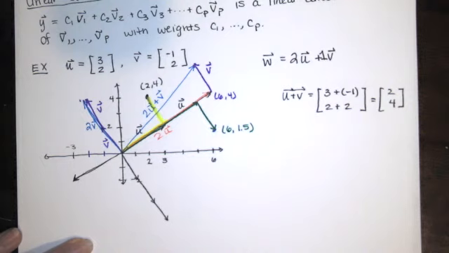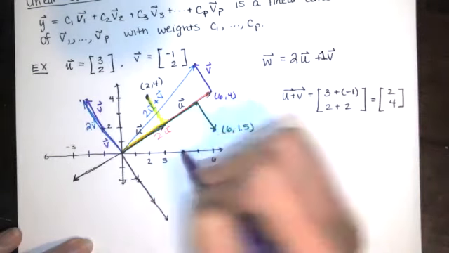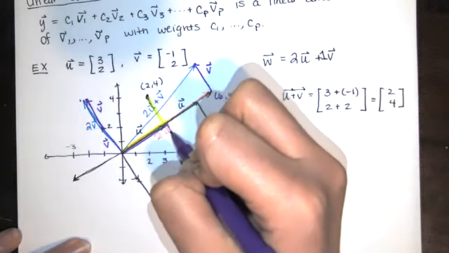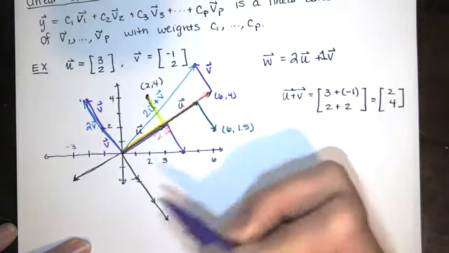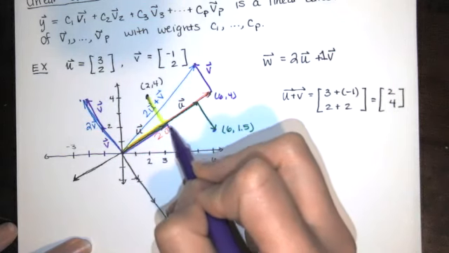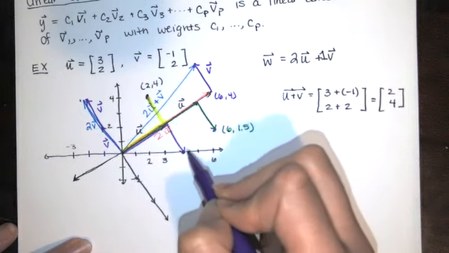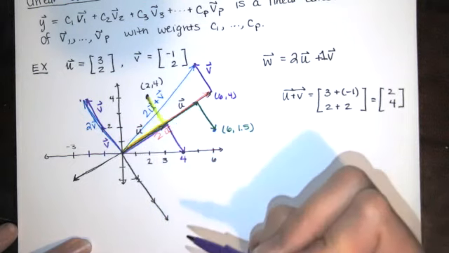I'd say, how on earth will I get to this point, Miss Townsend? Well, looks like I'd have to go this far in the u direction and then that far in the v direction. u times some constant plus v times some negative constant, because it's going the opposite direction of v, would get me to that location x equals 4, y equals 0.